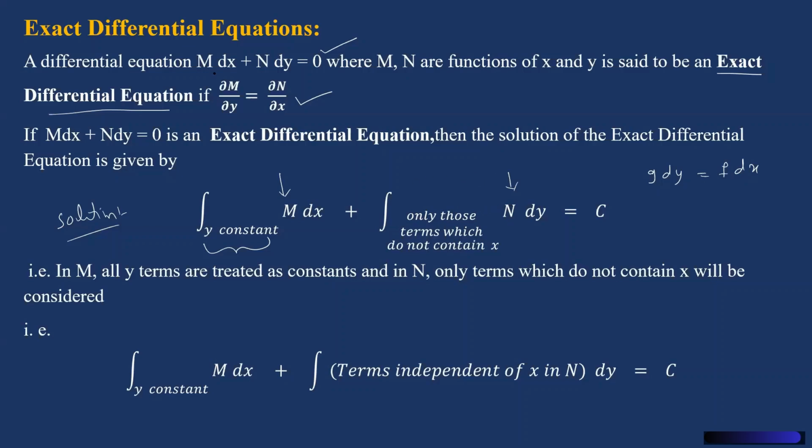right? So whenever the differential equation looks like this, we first verify whether it is exact or not. To verify that, we use this condition, whether dou m by dou y is equal to dou n by dou x or not. In case if these two are equal, then we proceed with this simple idea to calculate the solution of this exact type differential equation. It is integration of m dx by taking y as a constant, and integration of non-x terms in n with respect to y.